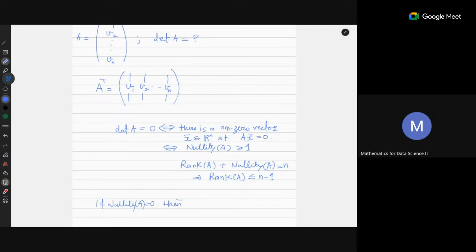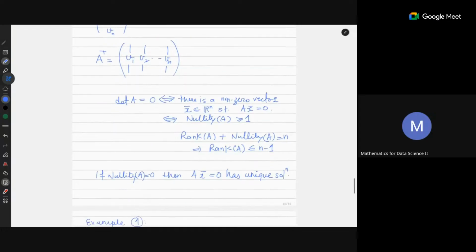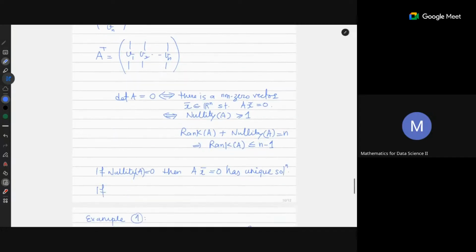then this system has a unique solution. All right. If nullity of A is bigger than 0, then this system has infinite solutions.